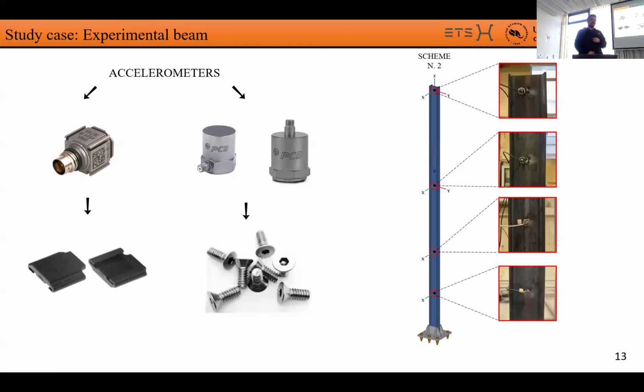In this case, we used two triaxial accelerometers that were put on the upper part of the beam, and two monoaxial accelerometers. The triaxial accelerometers were attached to the beam with adhesive mounting, while the monoaxial ones were attached with screws welded at some defined points. We ran the code, and we saw that the best scheme to use was basically the second one.